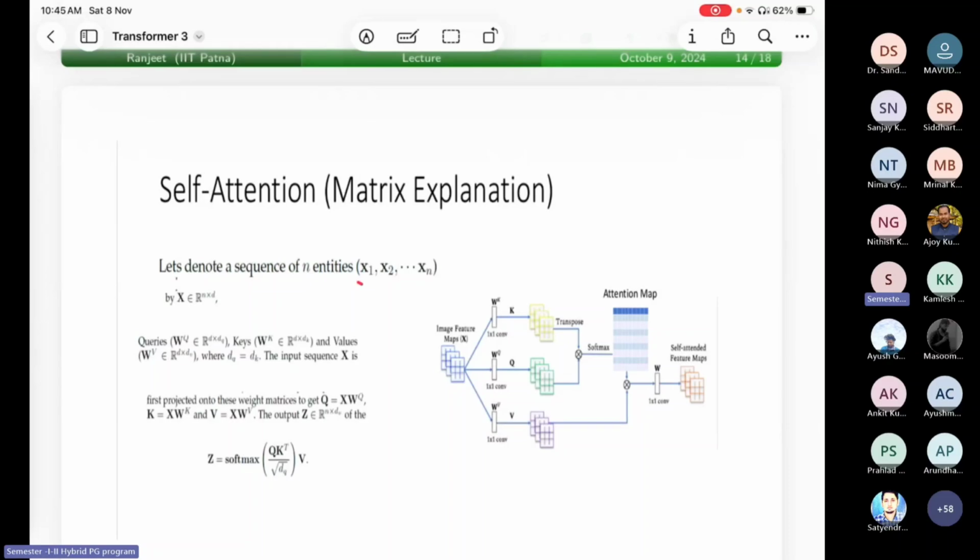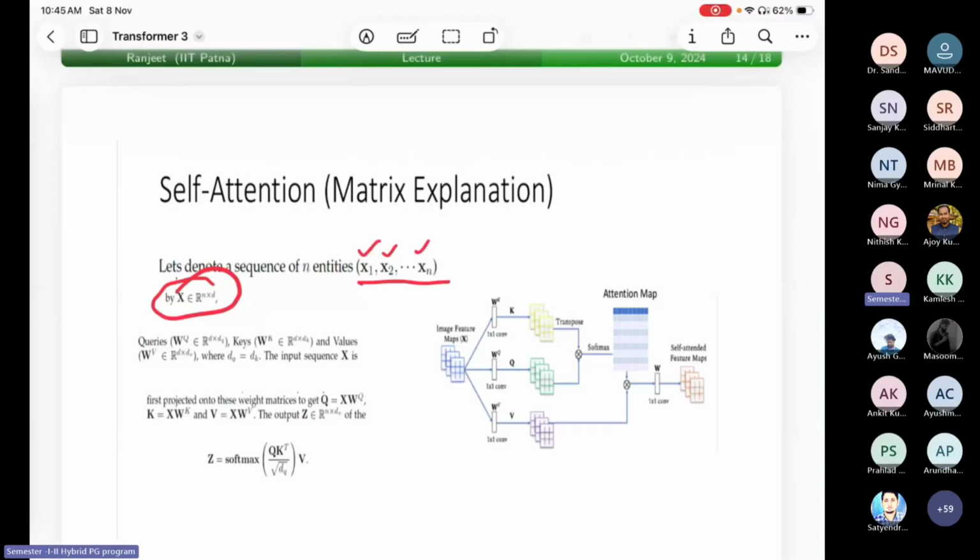So again, let's take the example. Suppose we have n sequences, like n words in the given sentence. We have applied the embedding and converted them into vectors, so we have x1, x2, x3, up to xn. That is your x. If you see x, what is the dimension of this matrix?